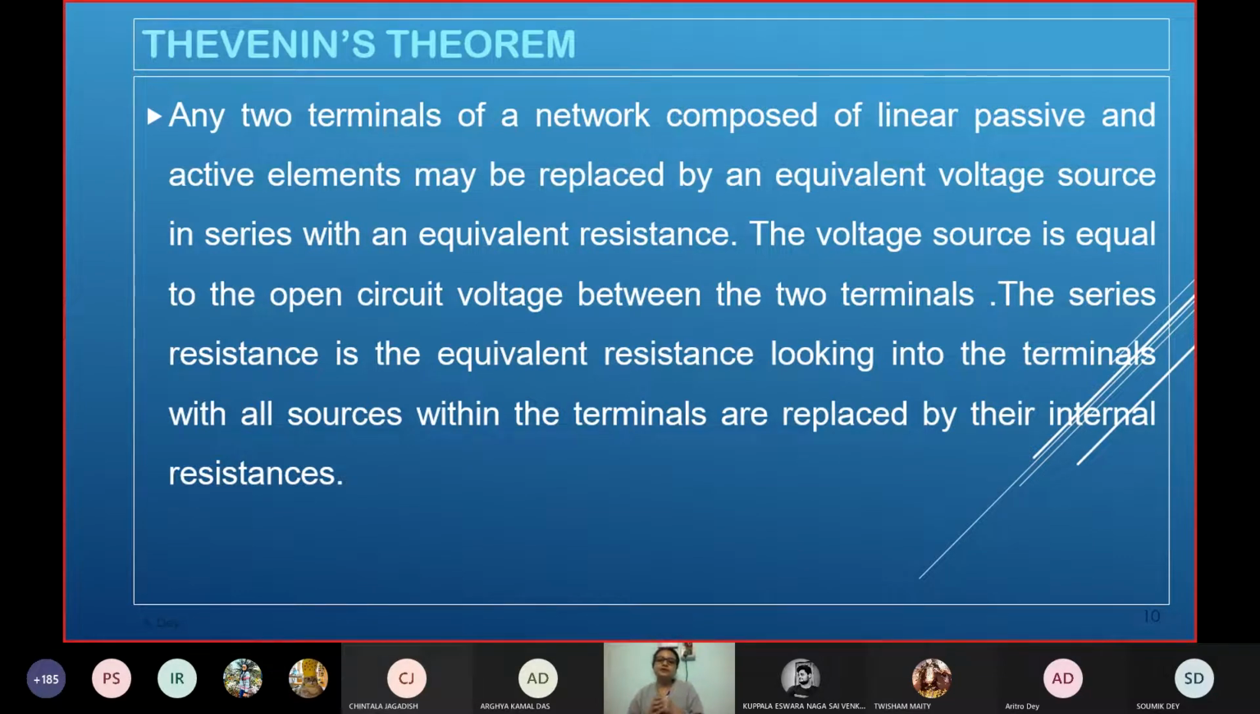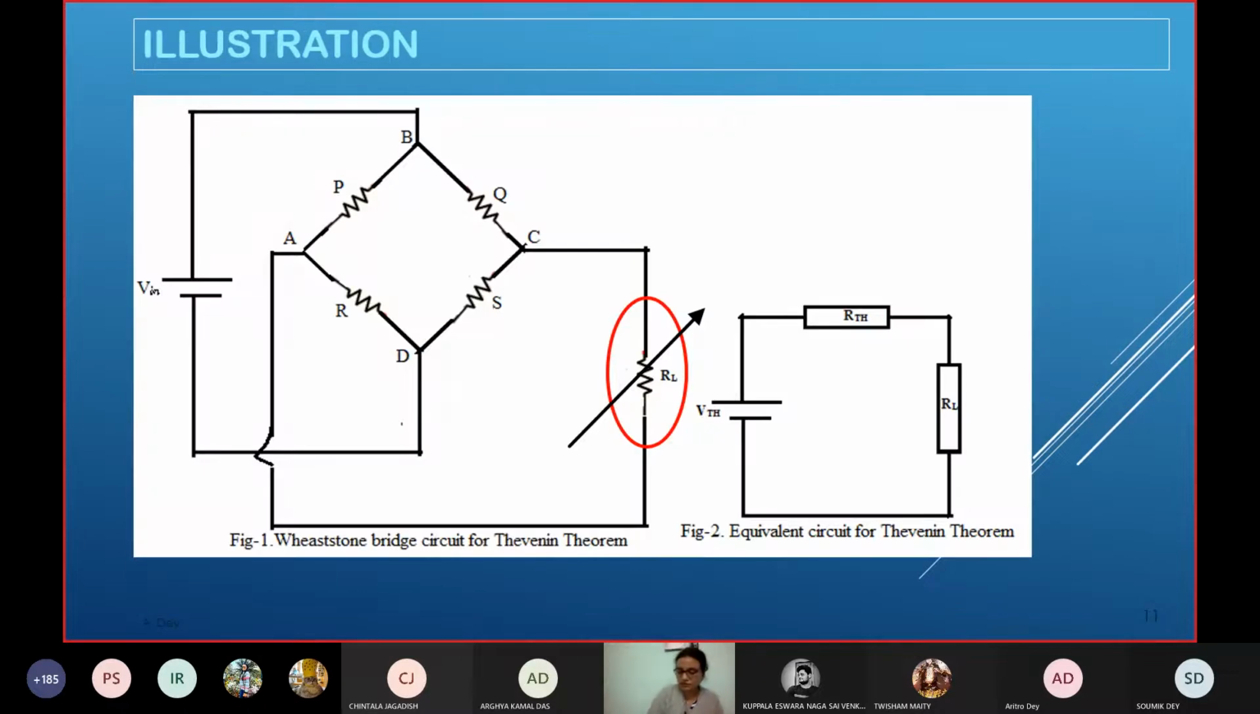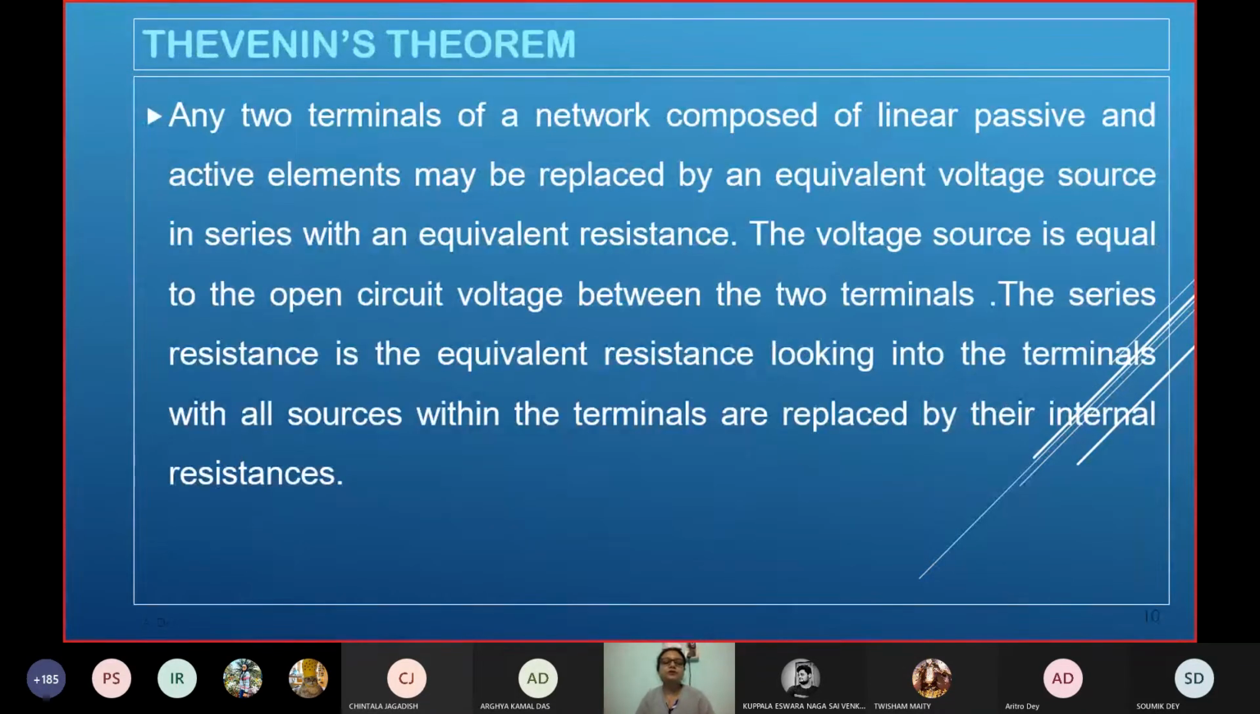That can be replaced by an equivalent voltage source in series with an equivalent resistance. This equivalent resistance is known as R Thevenin and the equivalent voltage source is known as V Thevenin. The voltage source is equal to the open circuit voltage between the two terminals. We will show you how to measure this open circuit voltage. The series resistance is the equivalent resistance looking back into the network through the terminals across which the load is connected, with all other sources in the network replaced by their internal resistances.